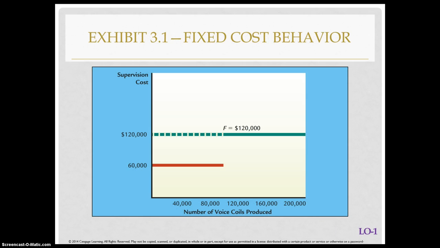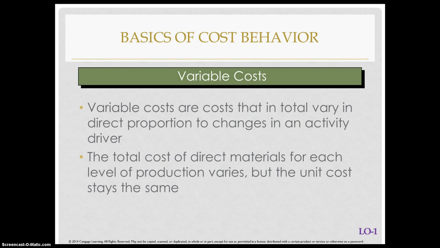So we can see that visualized here. The $60,000 dollar range goes up to the 100,000 units, whereas the $120,000 supervision cost range goes from 100,000 to 200,000 units. Technically, you could go from 0 to 100,000 units, but that dotted line shows what would be unnecessary there.